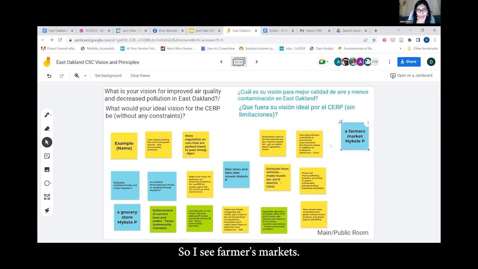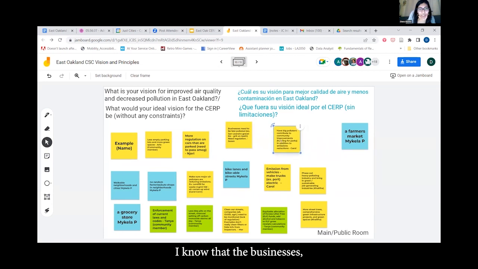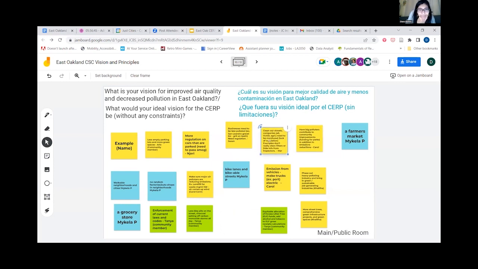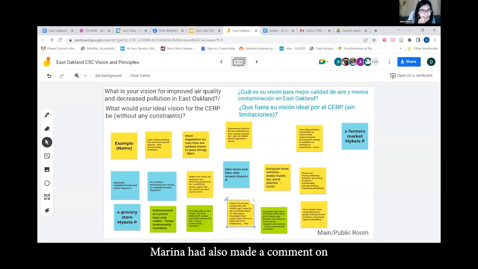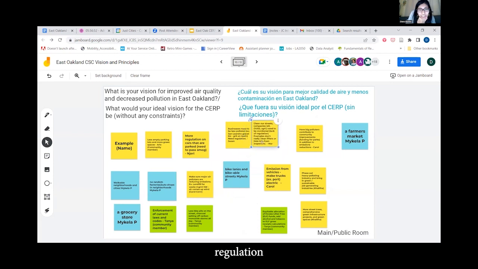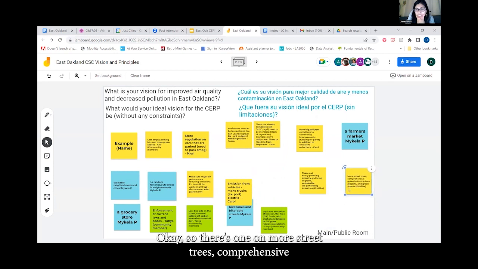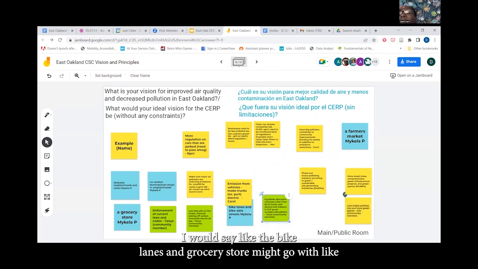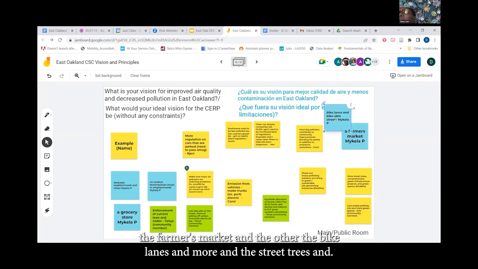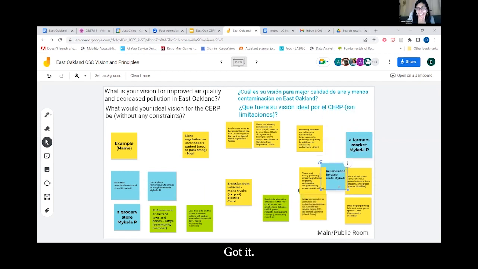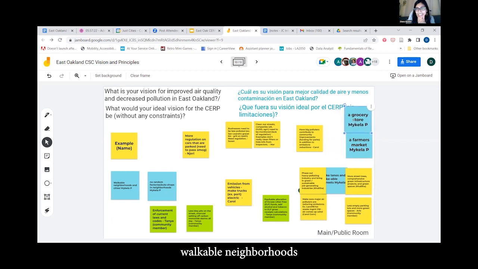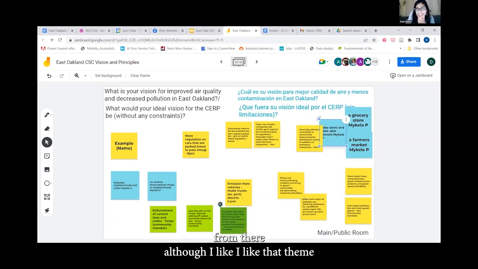So I see farmers markets. I know that the businesses, Susan, like saying that businesses needed regulation. I know that we heard from, where was it? Marina had also made a comment on regulation, cleaning streets, but also business regulation. We also had, okay, so there's one on more street trees, comprehensive green infrastructure. I would say like the bike lanes and grocery store might go with like the farmers market and the bike lanes and more, yeah, and the street trees and. Got it. Thank you. Grocery store. Walkable neighborhoods from all the way to the left. Yeah. I like that theme.